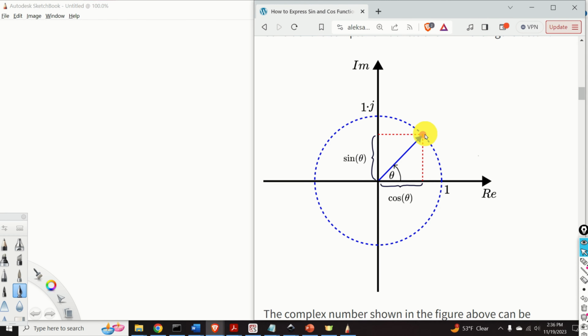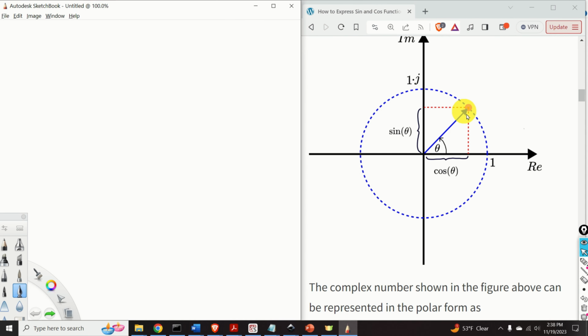The projection of this vector onto the real axis is the cosine of theta, and the projection of this vector onto the imaginary axis is the sine of theta. Theta is the angle that's often expressed in radians. Let this dot that represents our complex number be denoted by z. From this figure, we can see that z can be expressed as cosine of theta plus j sine of theta.